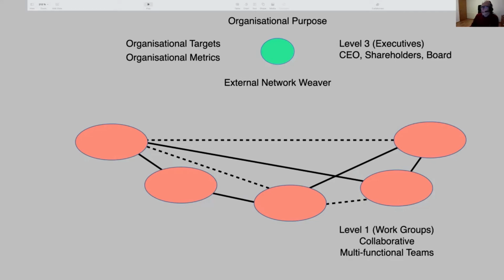In order to break this link with operations, a Futocracy level 3 has no day-to-day relationship with the operations of level 1 work groups. For some, at that level, this would be a shock.